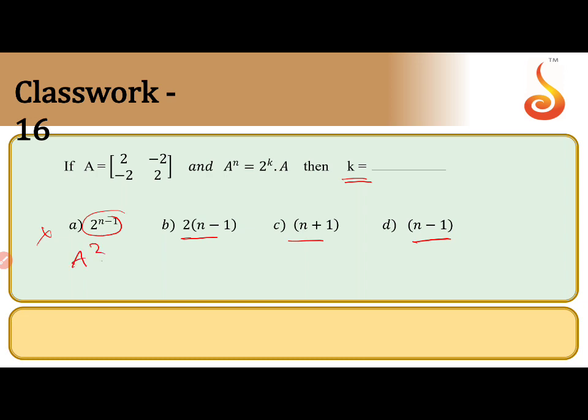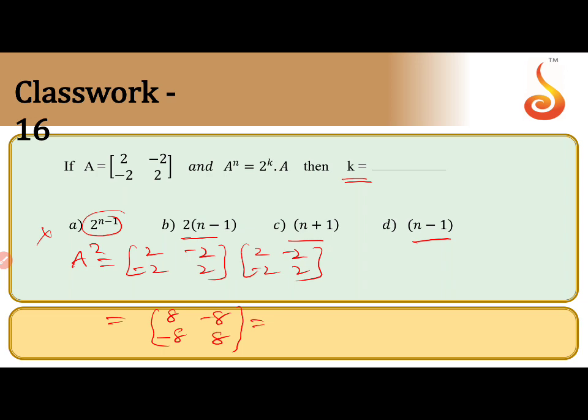First we can take a square. So a square means a into a. 2, minus 2, minus 2, 2. And what comes? Multiply: 4 plus 4 is 8, minus 4 minus 4 is minus 8. Next, minus 2 minus 8, and 2, 4 plus 4 is 8. So what I will write in terms of a, right? Here take 4 common. Now hold it.